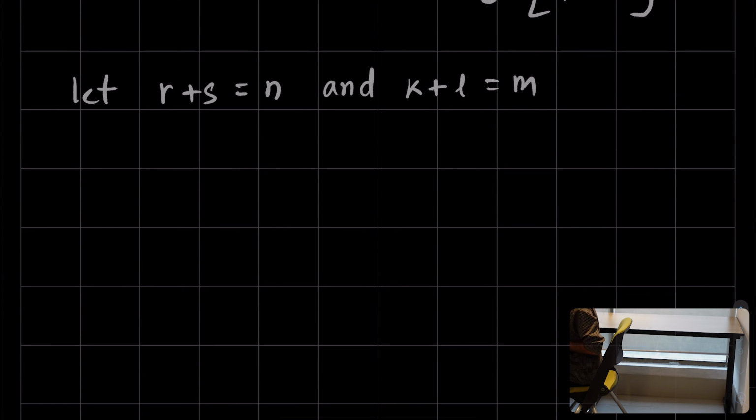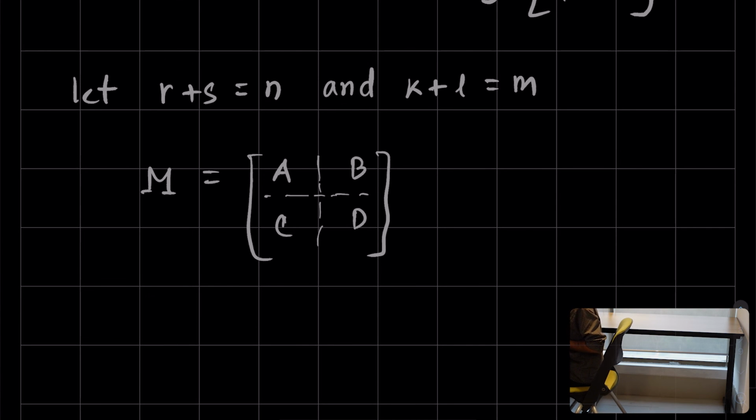So I can decompose the first matrix M into 4 blocks A, B, C, D, where the number of columns in the matrix A is R, and the number of columns in the matrix B is S. That means R plus S is equal to N. The number of rows in the matrices A and B is K, and the number of rows in the matrices C and D is L.